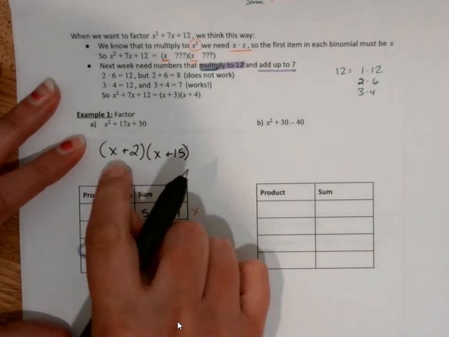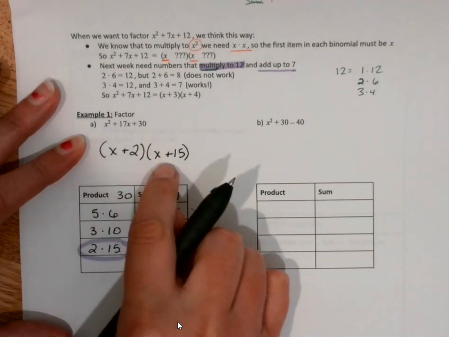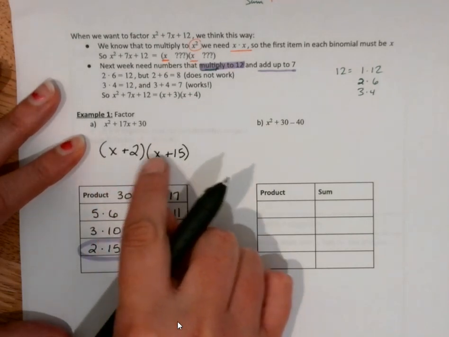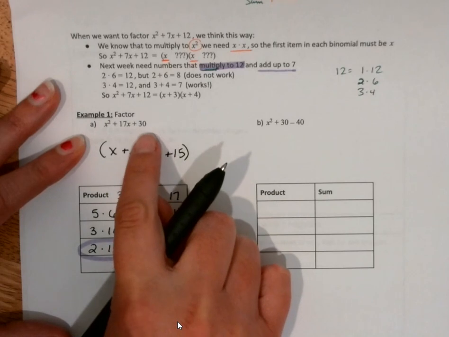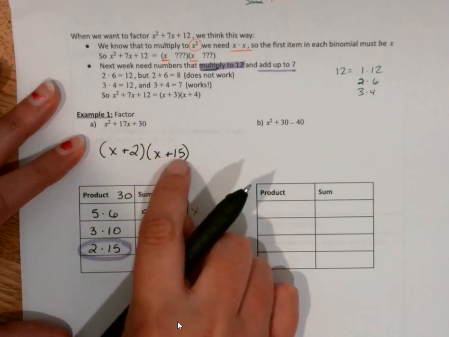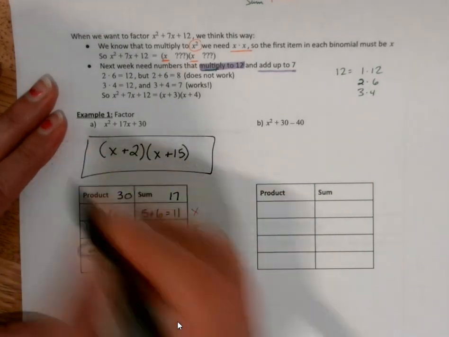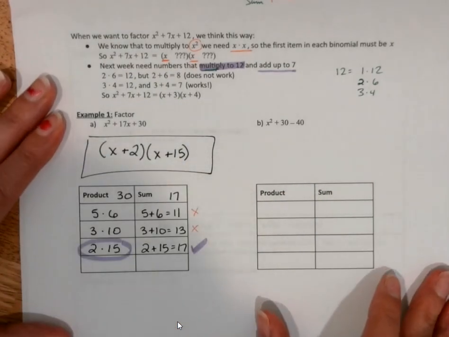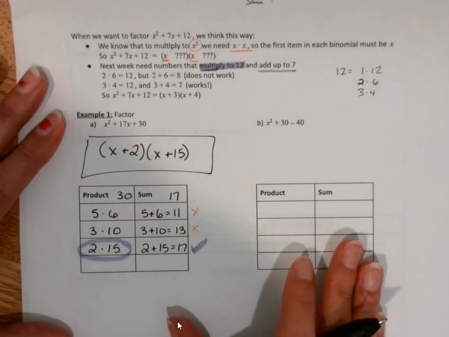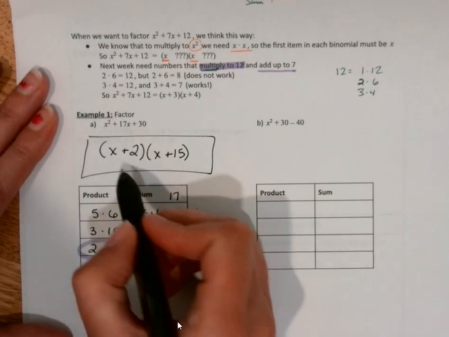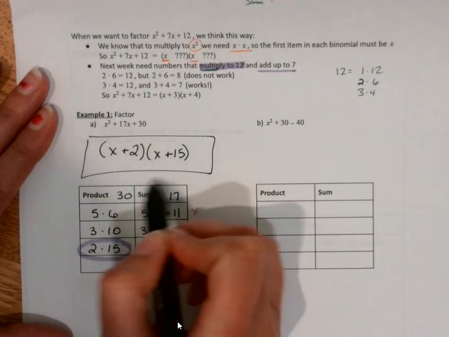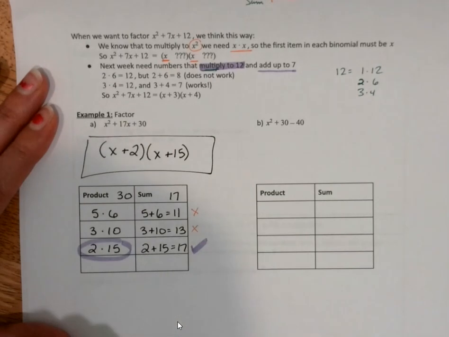We'll talk about the signs on the next page. But I know that a positive 2 times a positive 15 is a positive 30, and a positive 2 plus a positive 15 is a positive 17. And so that's the answer to the factoring. Again, factoring is the opposite of the distributive property. If I distributed these two parentheses back together, I go back to the original here. It's been factored.